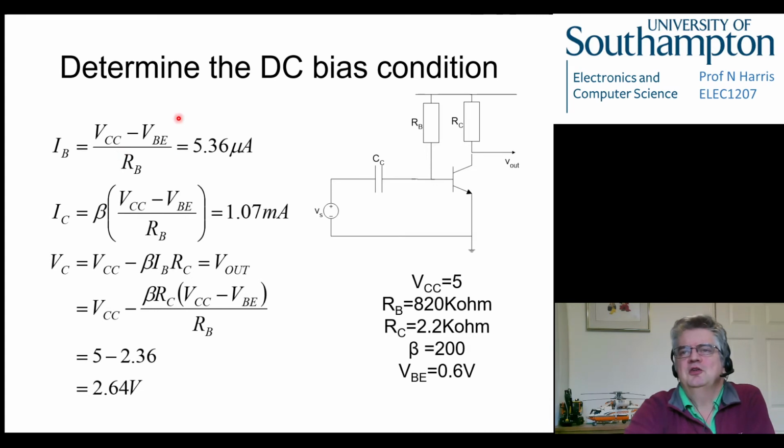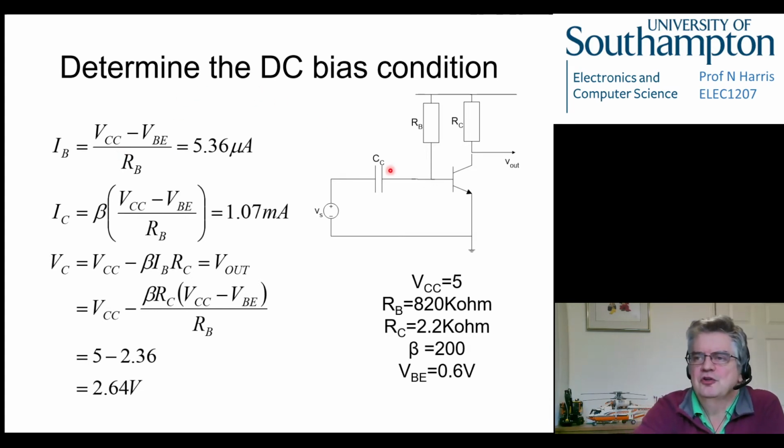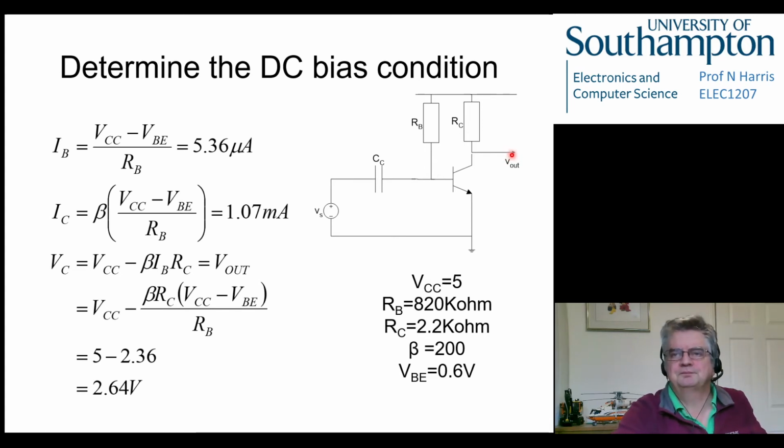So we start by determining the DC bias conditions. If we say there's no input signal coming into this, Vs equals 0, we're only interested in this part of the circuit under those conditions. This allows us to say, under no signal conditions, what is the status of this circuit? What's going on? What's the value of IB? What's the value of IC? And then, what's the value of V out under those conditions?